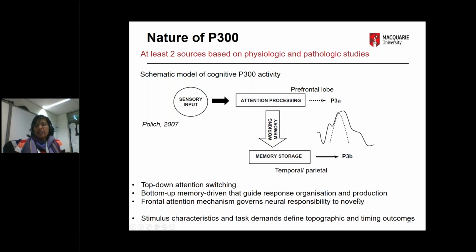So there is a top-down attention switching, as well as a bottom-up memory-driven system that guides the response organization and production. And the frontal attention mechanism governs the neural responsivity to this novelty. Bottom line, the stimulus characteristics and task demands define the topographic and timing outcomes. That is, is it going to be a P3A or a P3B? And therefore, the timing is going to be different, and the amplitude, etc., will all change accordingly.